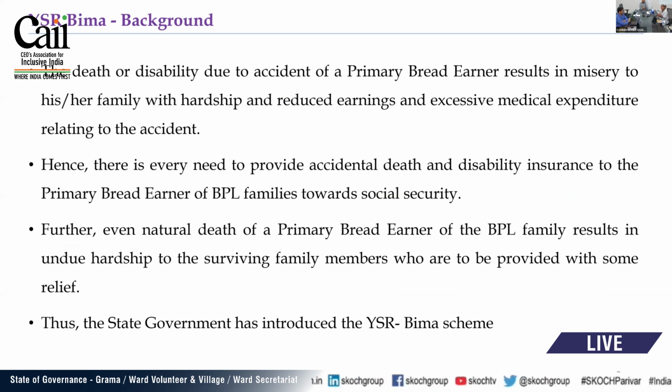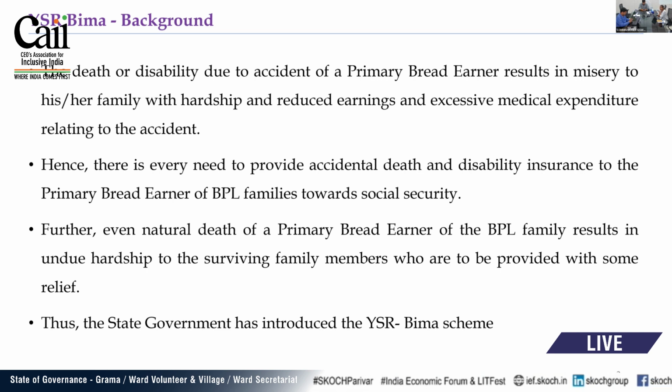Yeah, now it's okay. So why do we need this scheme? Why is YSR Bima, a group insurance coverage, needed for the people? While we were trying to understand, we understood that there is a primary breadwinner who might succumb to any kind of death or disability, where the primary breadwinner of the family may not be able to earn for their family members. So to mitigate their loss, to reduce their financial loss, we are trying to provide a scheme to all the BPL families who are there across the state.